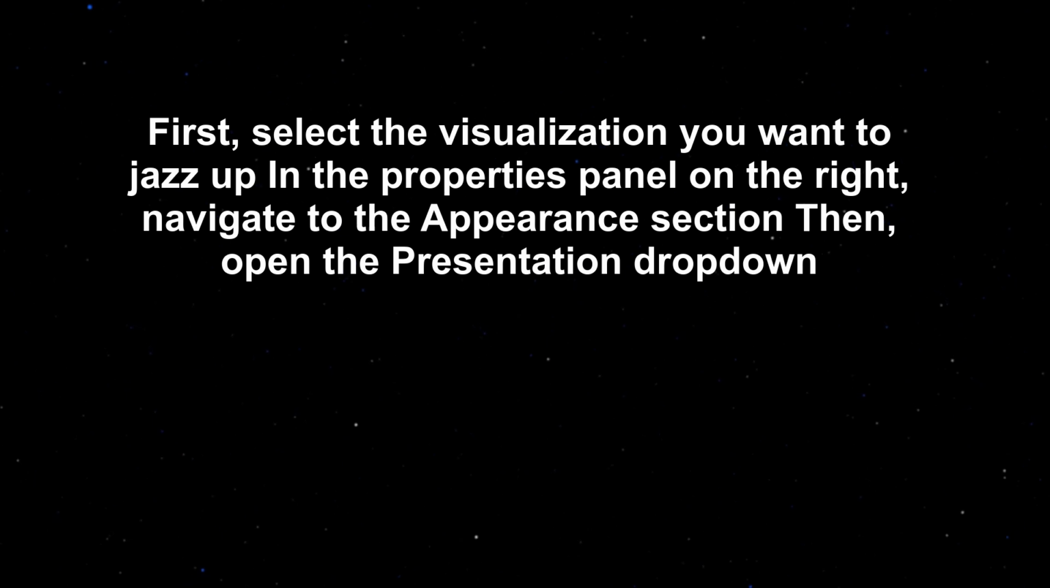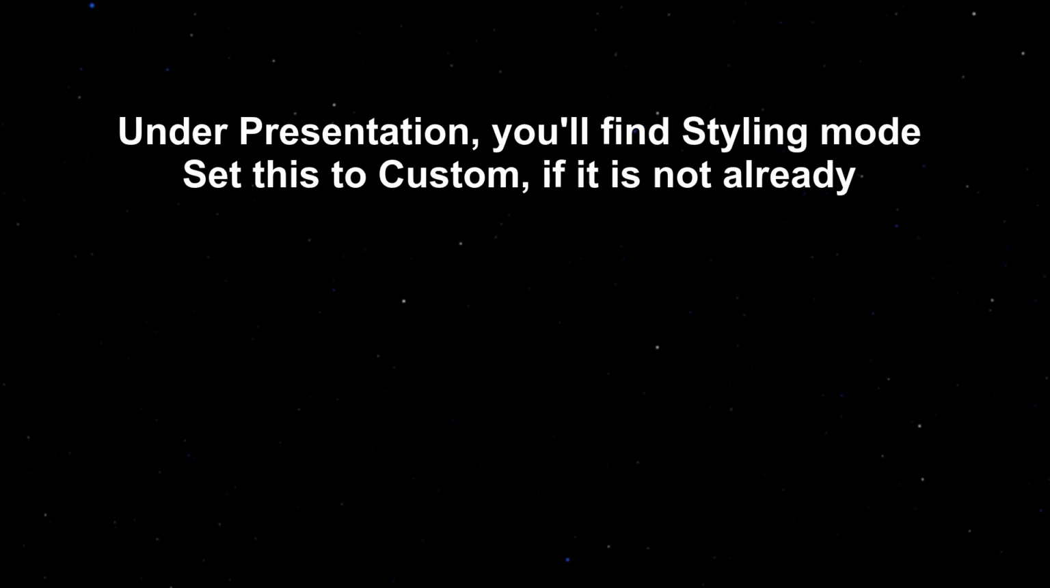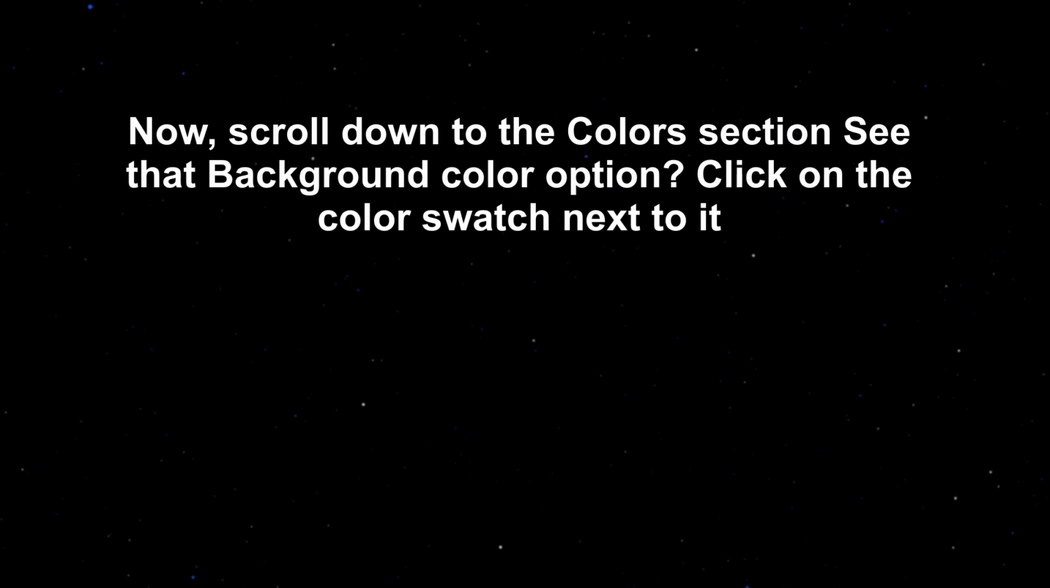Navigate to the Appearance section, then open the Presentation drop-down. Under Presentation, you'll find Styling Mode. Set this to Custom if it is not already. Now, scroll down to the Colors section. See the Background Color option? Click on the color swatch next to it.